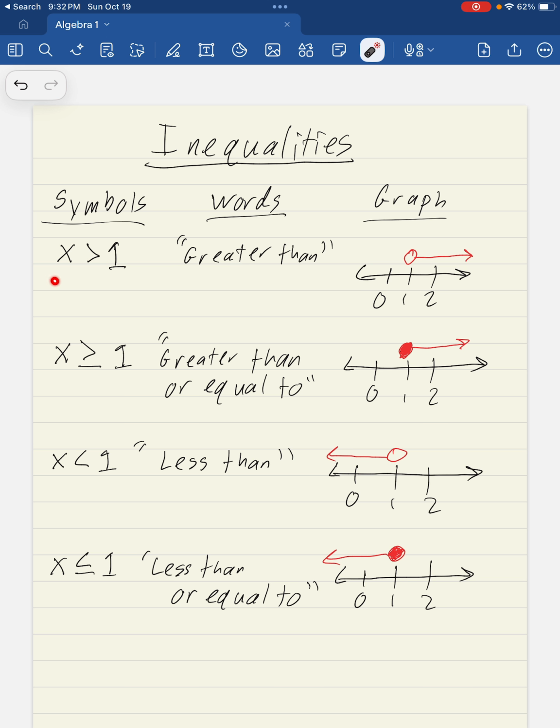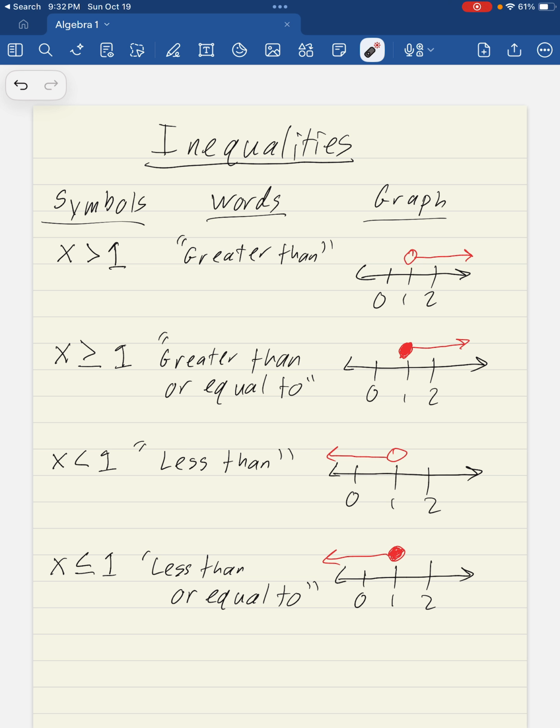So I'd read this: x is greater than 1, because the sign opens toward the bigger value. When we graph it, we have an open circle at the 1, which is this number here. And greater than goes to the right. I like to remember it because greater has a little r at the end, and of course, right starts with the letter R. It's also an open circle because there's no line underneath.